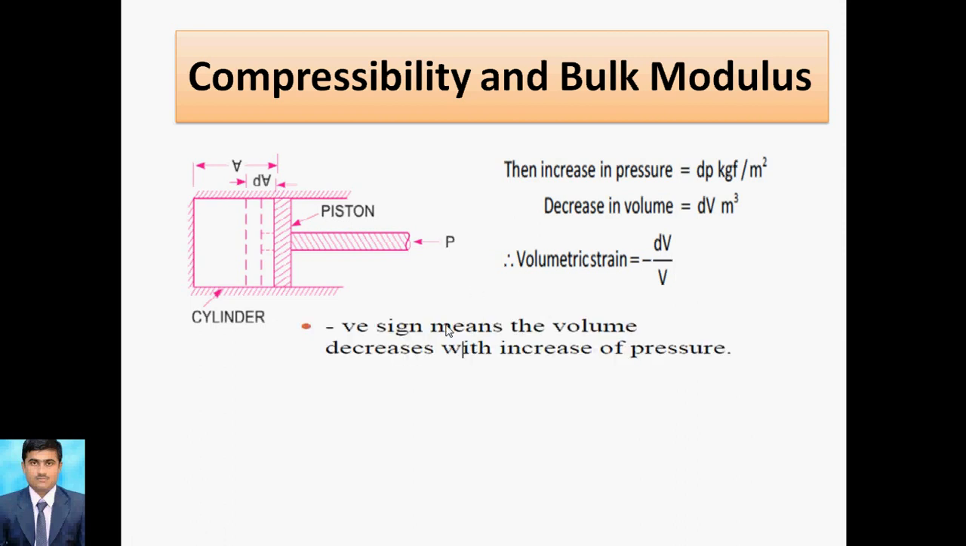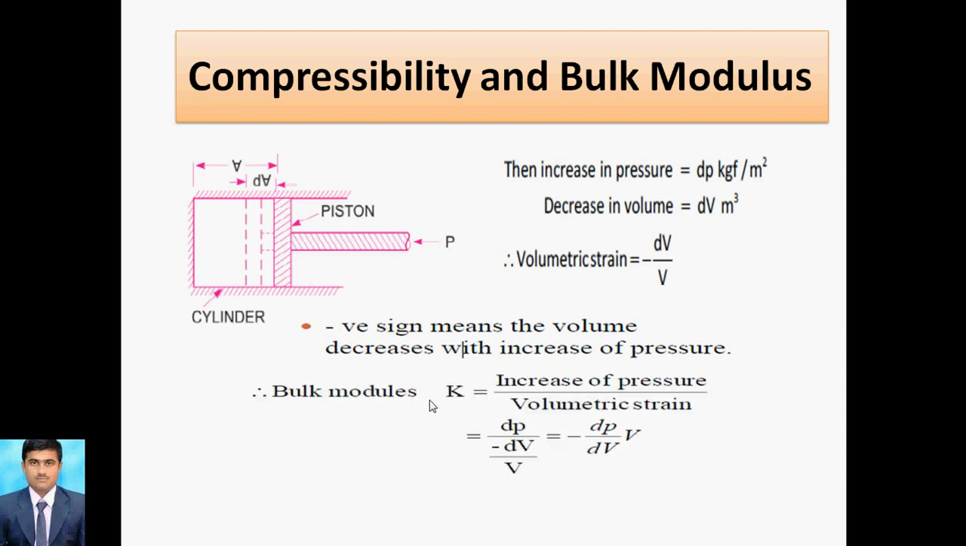The negative sign indicates that the volume decreases with increasing pressure. Bulk modulus is the increase of pressure divided by the volumetric strain. Again, I repeat, the bulk modulus K is equal to the increase of pressure divided by volumetric strain. The increase in pressure is dP, and the volumetric strain is minus dV by V.